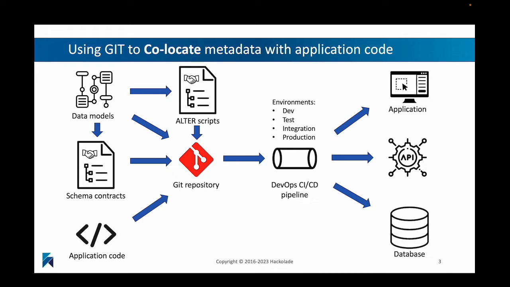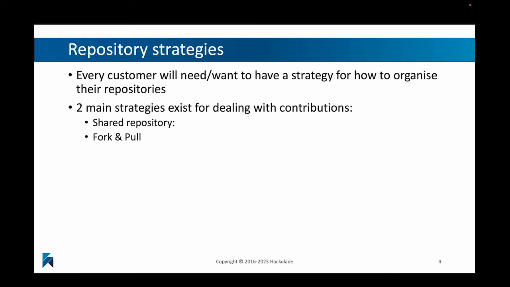And it's important to understand that there are different ways to organize these repositories. Essentially, you've got two types of strategies that are important here. Every customer will want to have one of these strategies. First of all, think about how you organize your repository, and there are basically two alternative options. One option is for you to create a shared repository. The other option is for you to create forks of that repository and pull them into the main repository as you see fit. Let's talk about that in a little bit more detail.